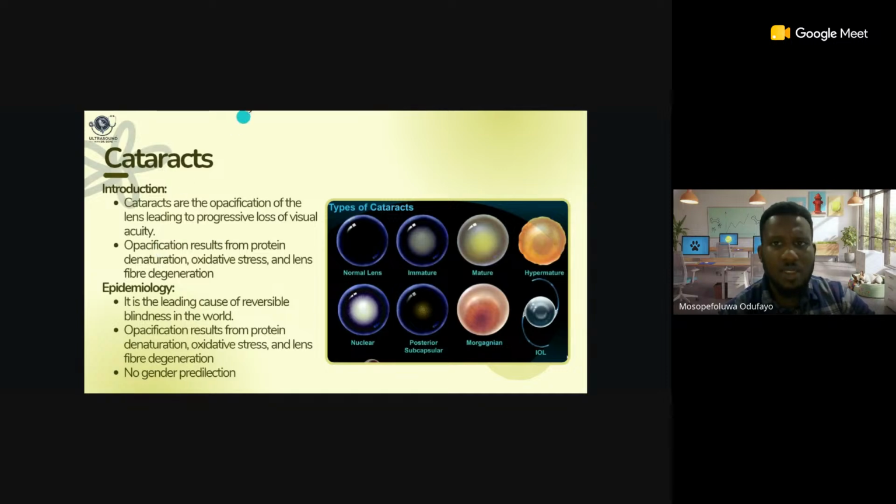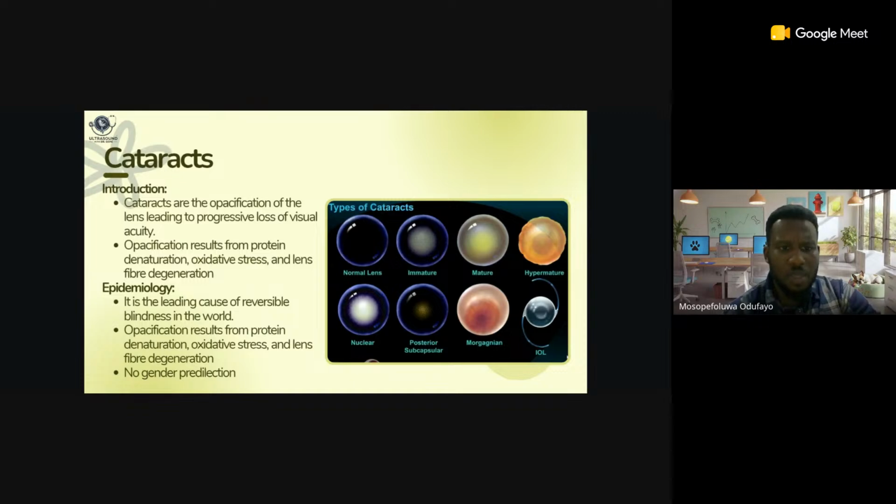And this opacification is a product of protein denaturation. You know that thing that makes egg whites become white when it's naturally transparent? So think of cataract as that. The lens becomes like the white of an egg. Is that okay? Because of protein degeneration, oxidative stress, and lens fiber degeneration.